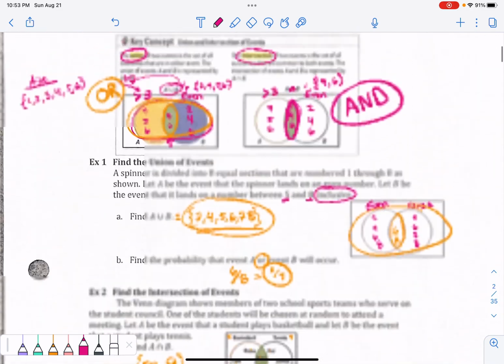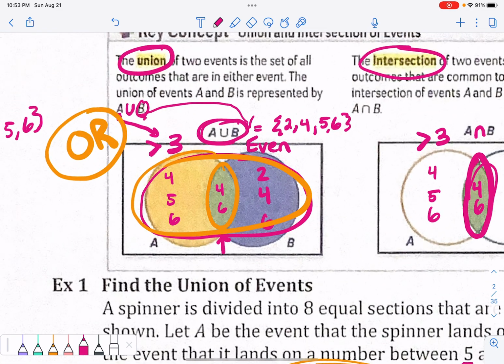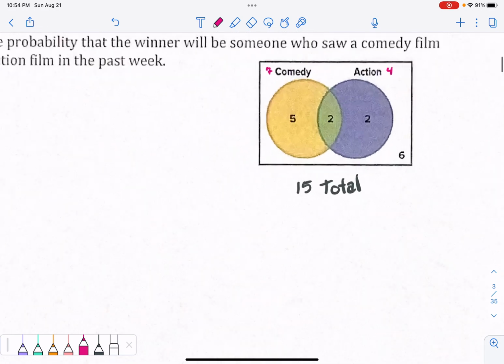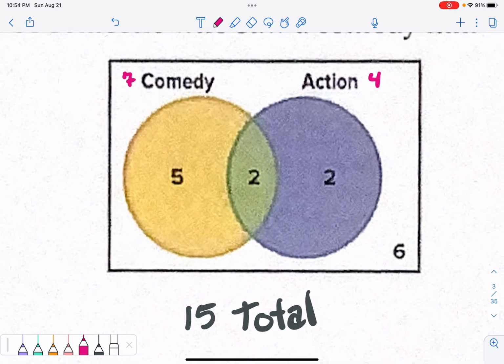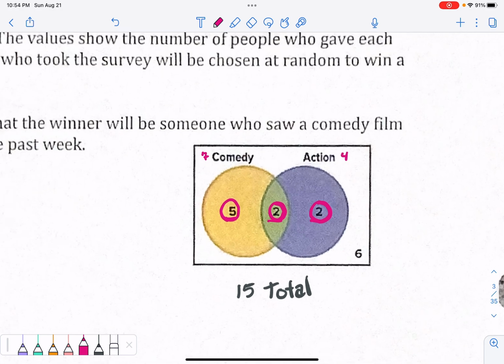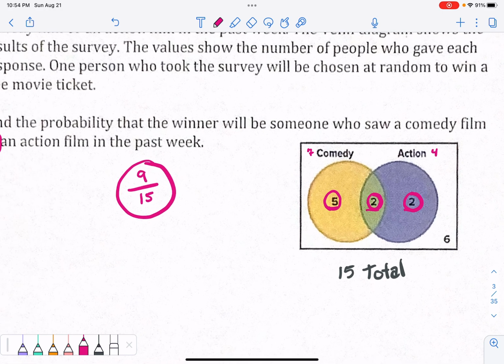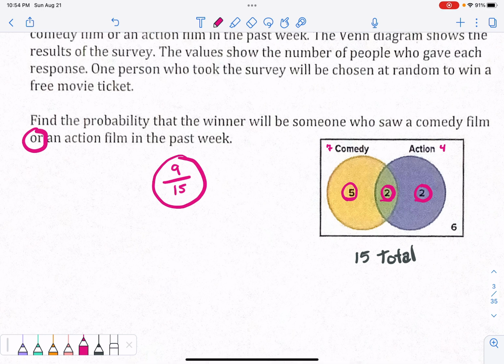Okay, if I go back up to my cheat sheet up here, "or" means that I'm looking for the union of them, which means everybody in there together, right? Everybody in there together. Okay, so now here's the deal. When I look at this, I look at everybody together. So there's 5 people that are just comedy. There's 2 people that are comedy and action, and there's 2 people that are just action, okay, which makes a total of, let's see, 9 people out of 15, and that's the probability that I get somebody that is comedy or action, 9 out of 15, which reduces to 3 out of 5, okay?